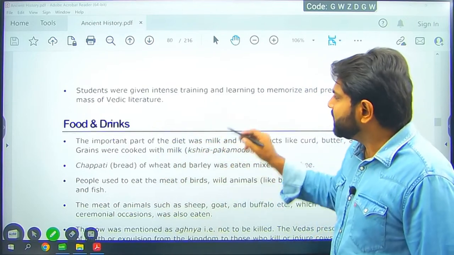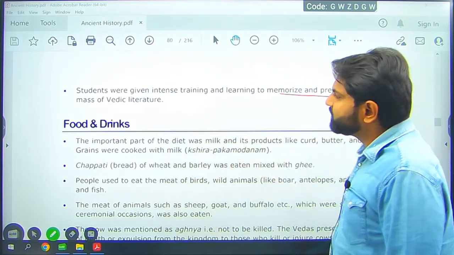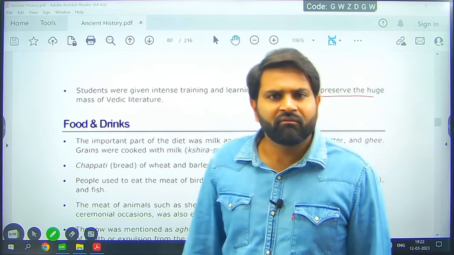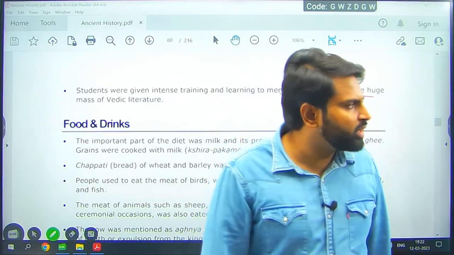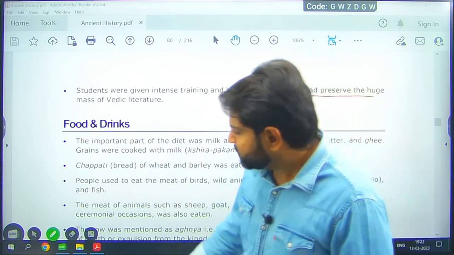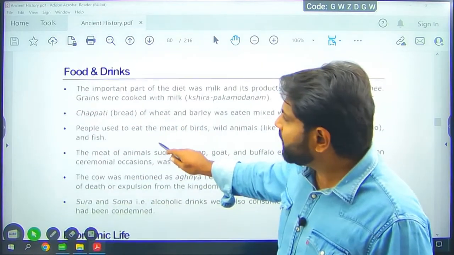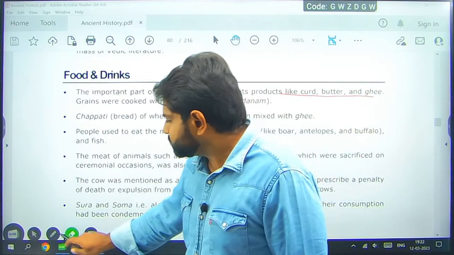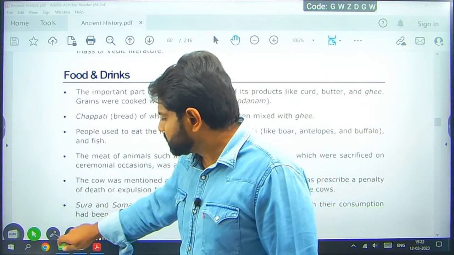Students were given intense training and learning to memorize and preserve the huge mass of Vedic literature. That is what you see when you go to a temple, the priest will keep repeating the hymns, right? So the next one is food and drinks of Vedic civilization.